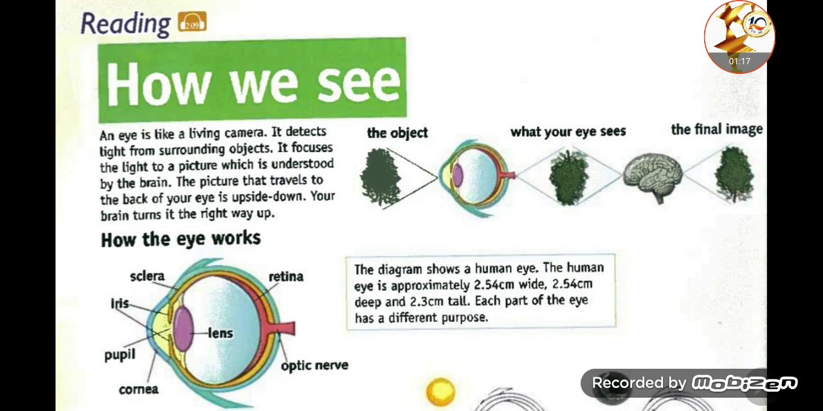We said your eye is like a living camera. If you remember, I told you that your eye is like a living camera. Why is it like a living camera? Because it detects light from surrounding objects.